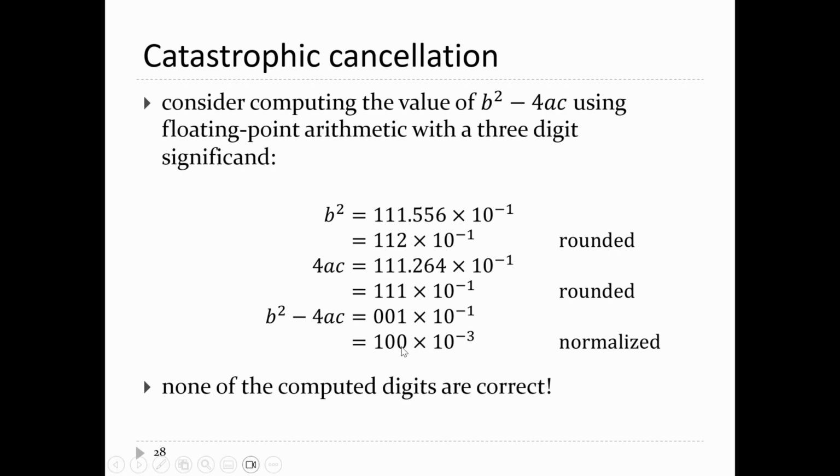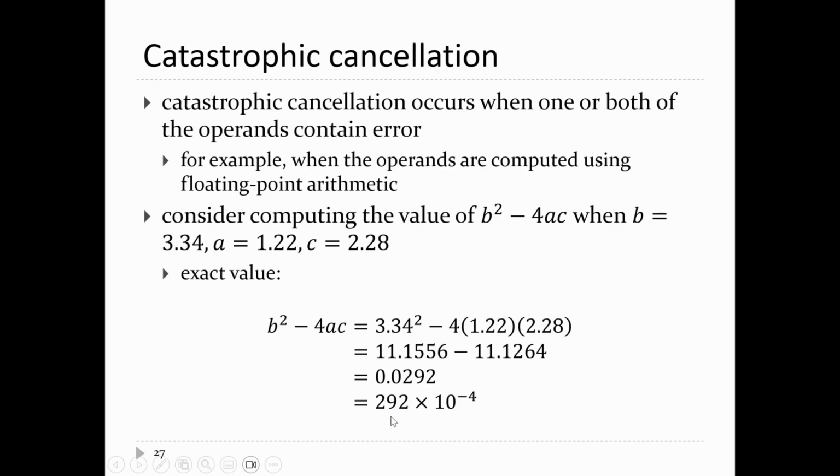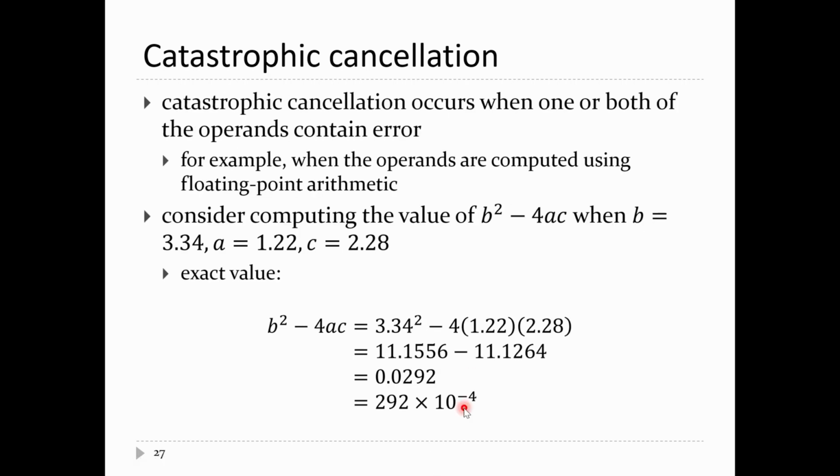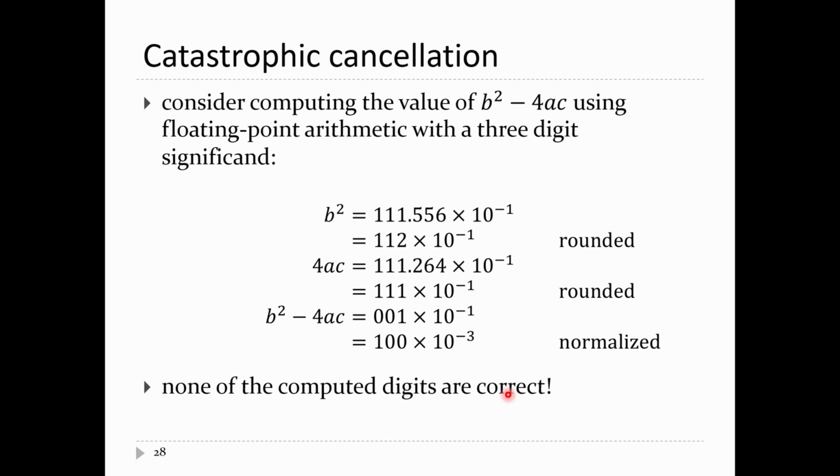Notice what's happened. We got a 1, a 0, and a 0 in the significand. We got a 2 and a 9 and a 2 in the true significand. Our exponent is minus 3, here the exponent is minus 4. None of the computed digits are right. And this calculation was not particularly long. We multiplied 2 numbers, multiplied 3 numbers, took their difference, and the answer is completely wrong.